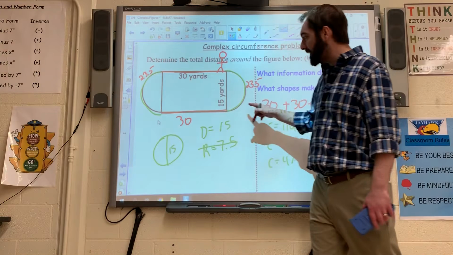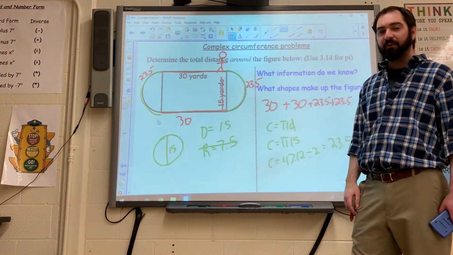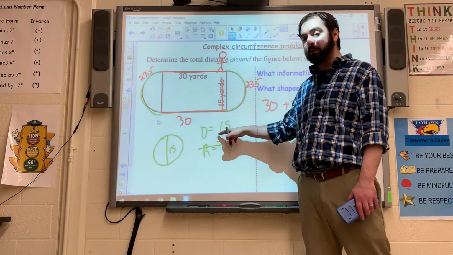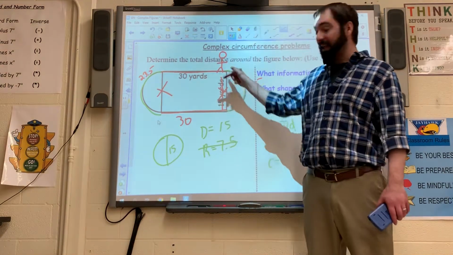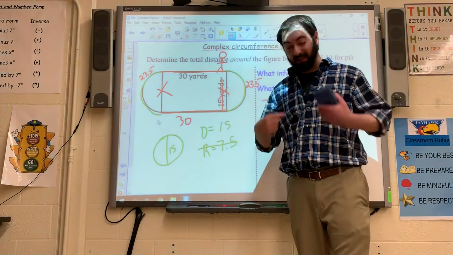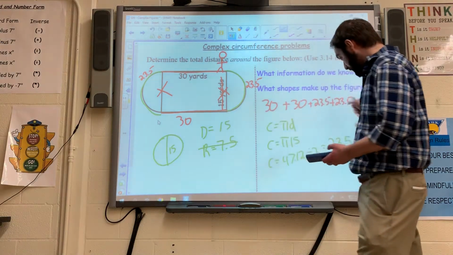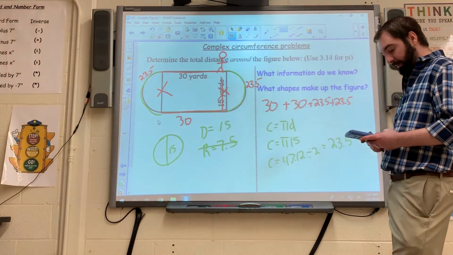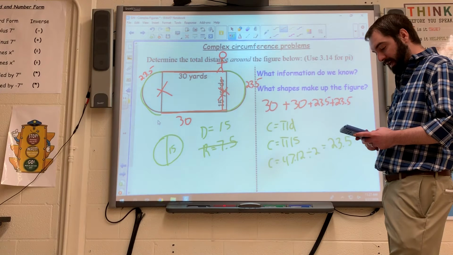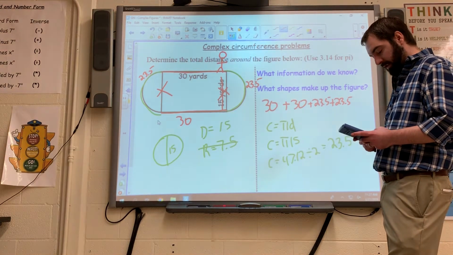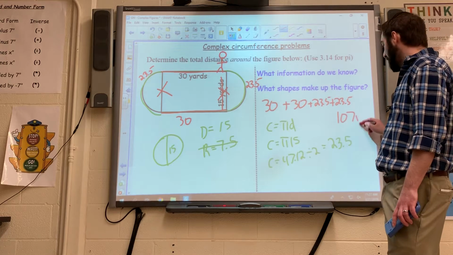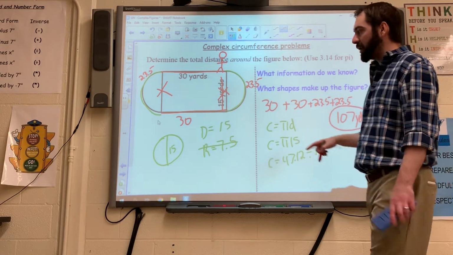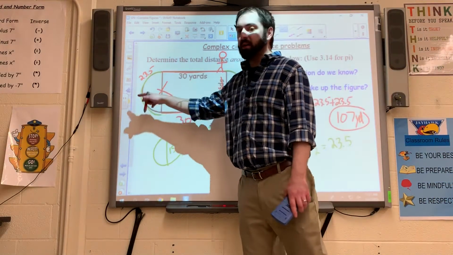Again, once I have all my values, I'm going to cross out that 15.5. Again, it helps me with the circle, but has nothing to do with the outside of that picture, since those 15s are located on the inside. Once I have all my values, 30 plus 23.5 plus 23.5 gives me a grand total of 107 yards. That means if they were to walk around this track they would go 107 yards.